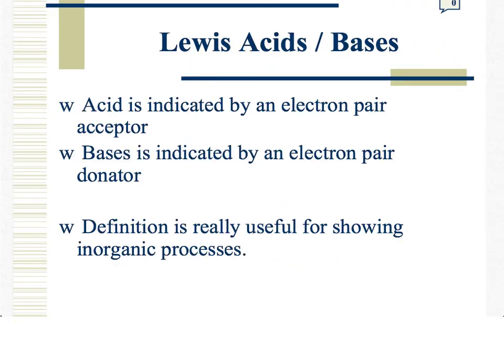Hopefully you did. There is another definition I don't want to spend a ton of time on. It's called the Lewis acids and bases. In this case, the acid is indicated by an electron pair acceptor, whereas the base is indicated by an electron pair donator or donor. The definition is really useful for showing inorganic processes, which is what we've been doing mostly in this class.